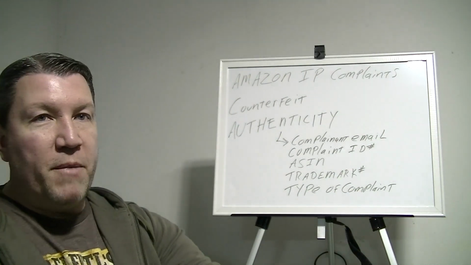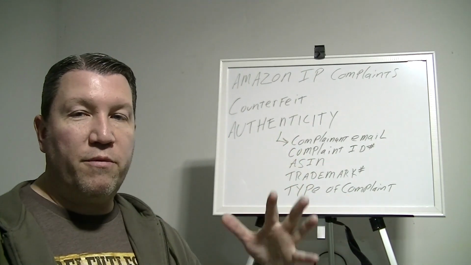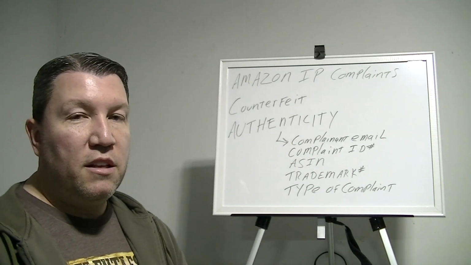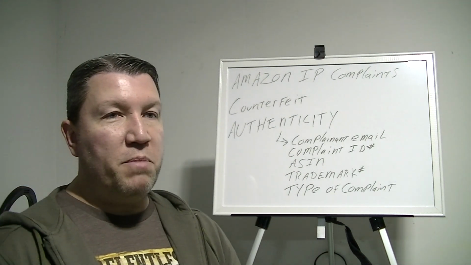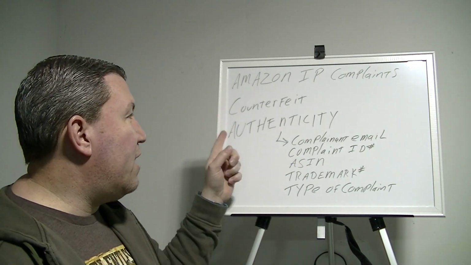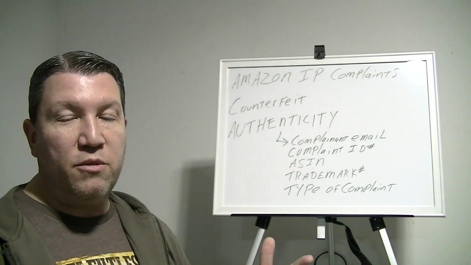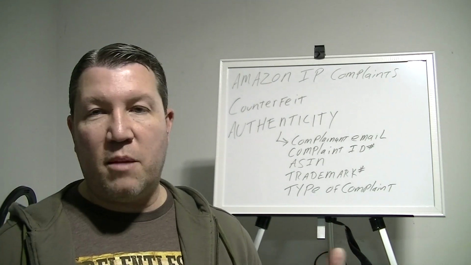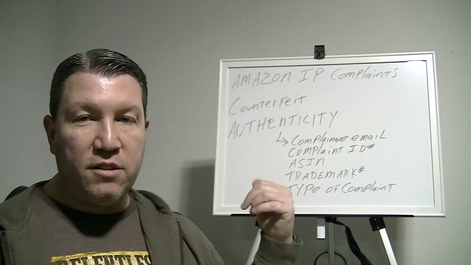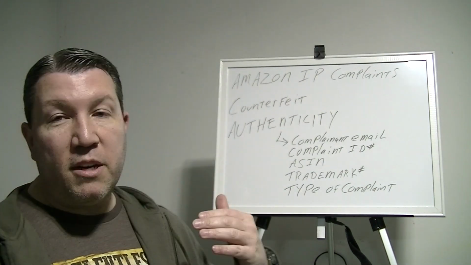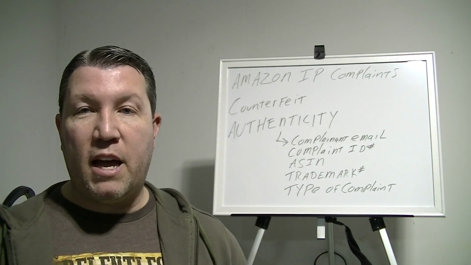IP is just a generalized term for intellectual property, but there are different kinds of intellectual property complaints. The two main ones that we've been getting most recently are counterfeit and authenticity. Those are the two I'm going to address here. Most of them are answered somewhat the same way, but these are the two that most people are getting right now. So I'm going to tell you what I do. It's worked for me in the past.